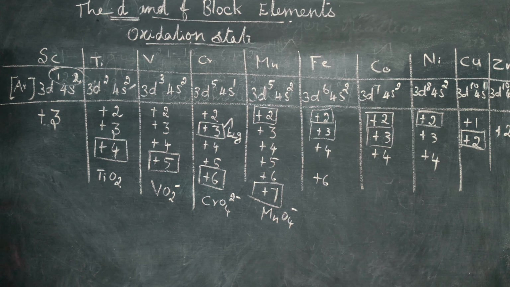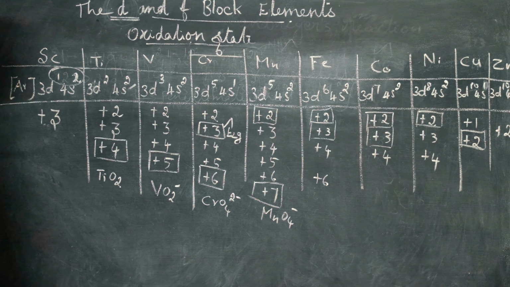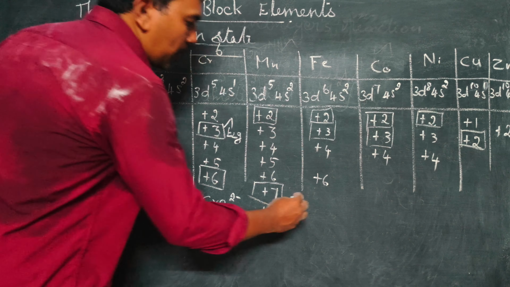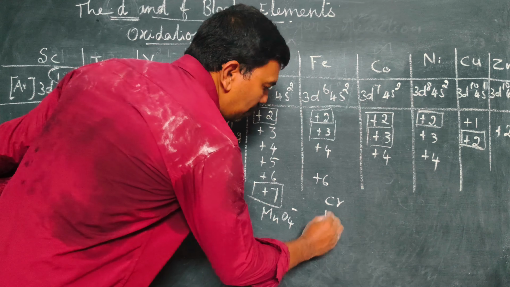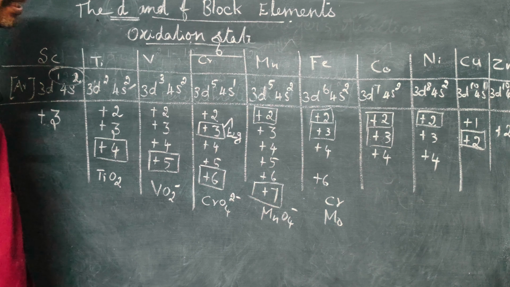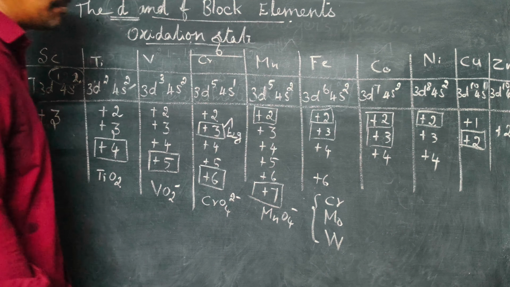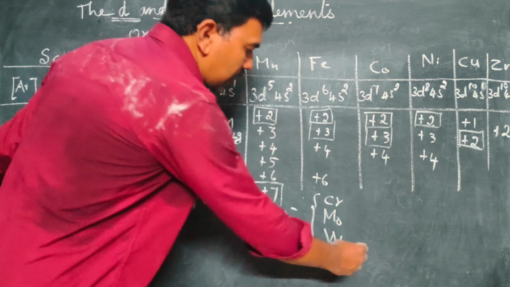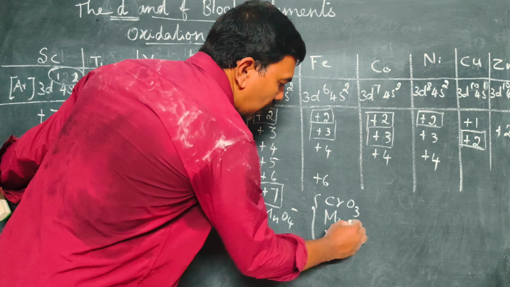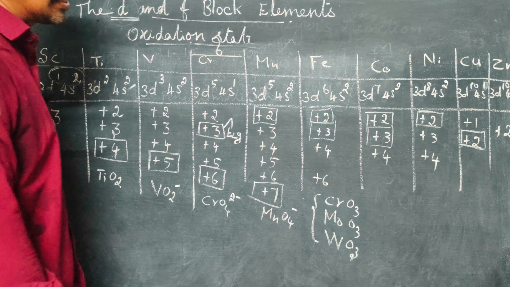Then the next thing we are going to discuss is the group 6 elements. Chromium is a 3d series element, then molybdenum is 4d series, then tungsten is 5d series. These three elements have the highest oxidation state of +6: CrO3, MoO3, WO3. Now you listen carefully.